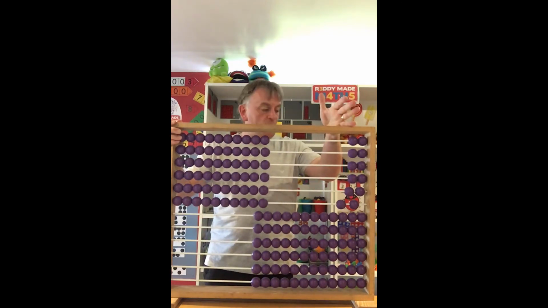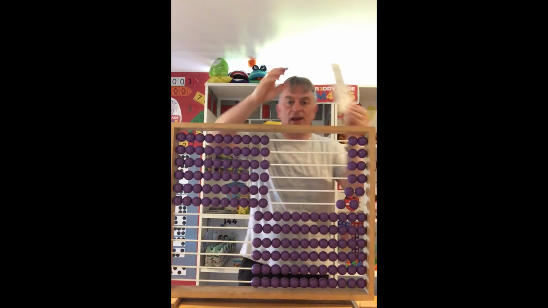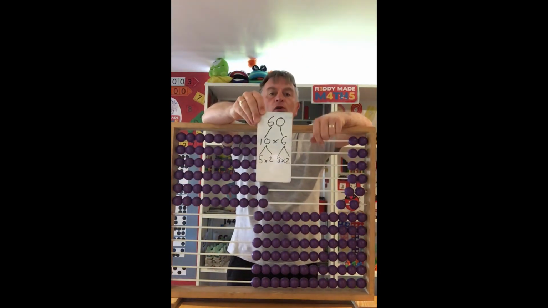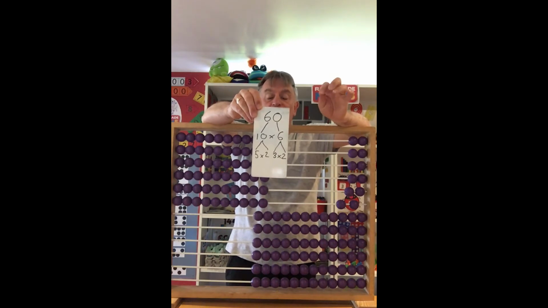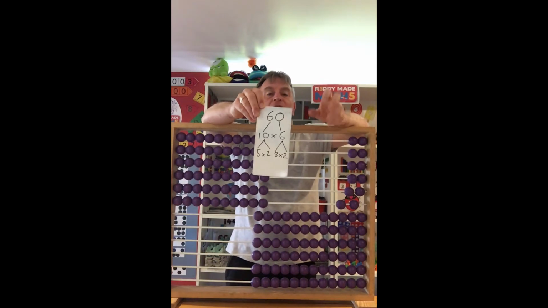What about if I factorise those numbers? So what I've just done here is factorised those numbers. I've factorised the 10 into 5 multiplied by 2, and I've factorised the 6 into 3 multiplied by 2, just so we can see the smaller factors of those numbers.